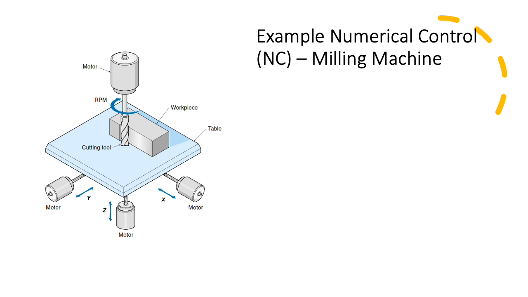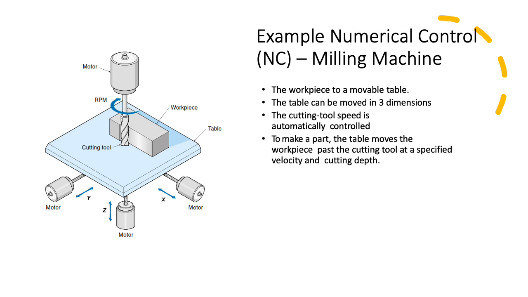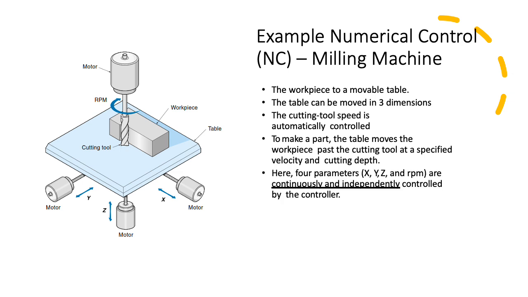The workpiece that is being formed is fastened to a movable table. The table can be moved with electric motors in 3 directions, X, Y, and Z. The cutting tool speed is automatically controlled as well. To make a part, the table moves the workpiece past the cutting tool at a specified velocity and cutting depth. In this example, 4 parameters, X, Y, Z, and RPM, are continuously and independently controlled by the controller.